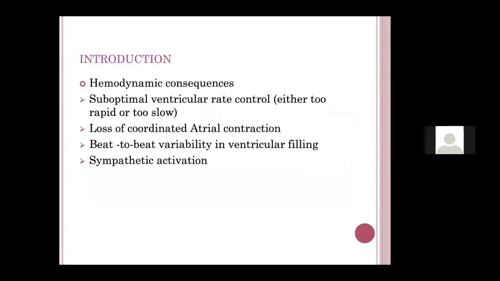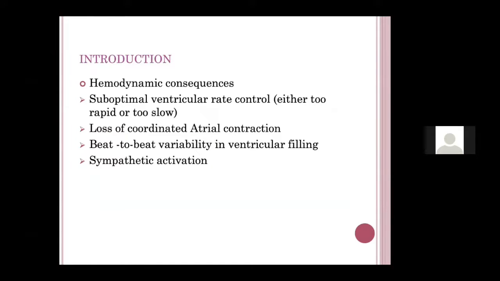Now, there are hemodynamic consequences in the presence of AF. It can be because of suboptimal ventricular rate control, that is, it can be either too rapid or too slow. We know sometimes there is something known as sick sinus syndrome, where one of the variants is Tachy-Brady syndrome. The tachycardia is most commonly atrial fibrillation, and then there is the bradycardia aspect also. So that is important.